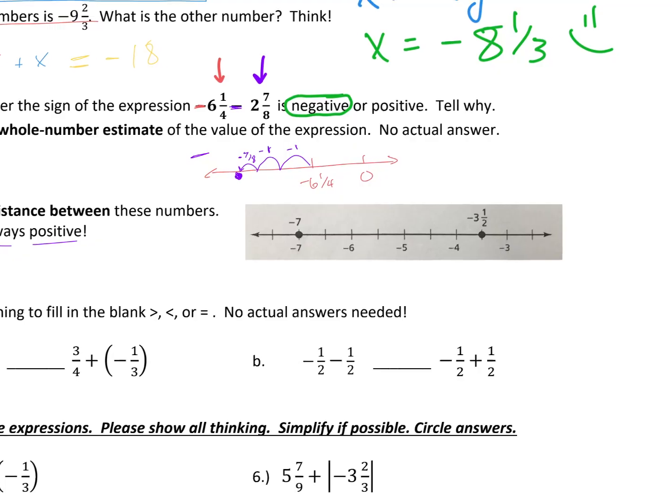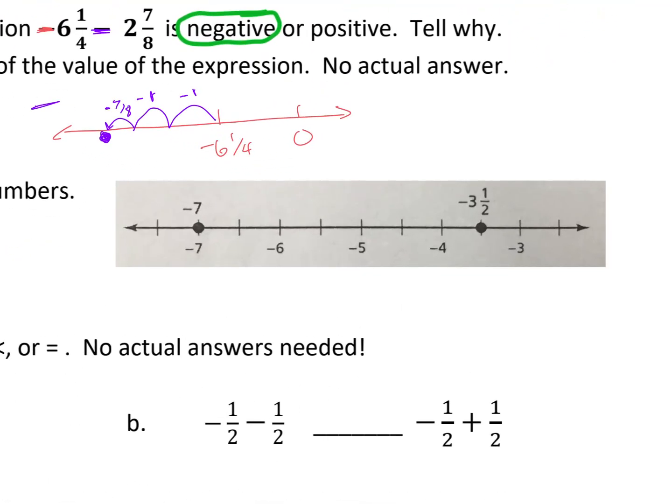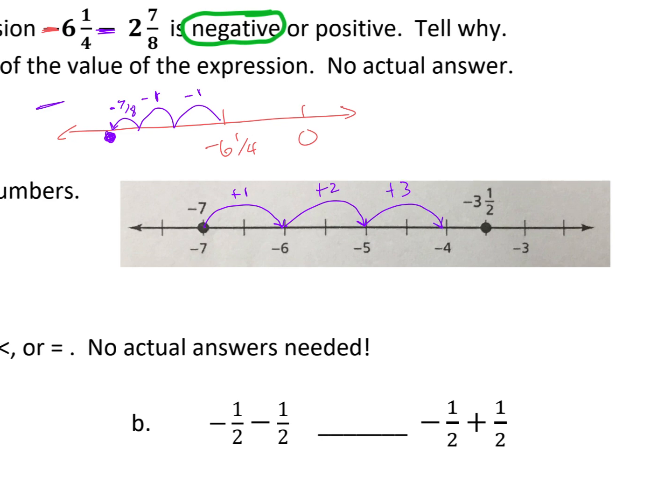So the distance between these two, all right? So I'm at negative 7. Oh no, negative 6, 7. We just went positive 1. We just went positive 2. We've now gone positive 3. And where are we at when we've gone positive 3? We're at negative 4. So now we just have to go another 1/2 in the positive direction.